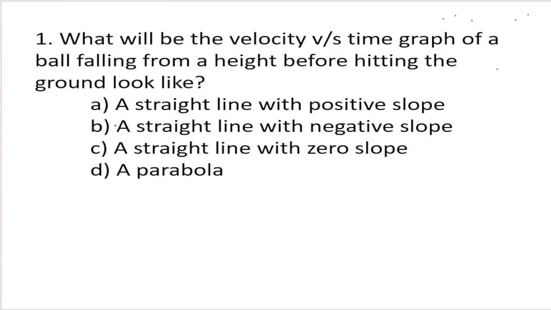Now we will discuss some questions based on average velocity and instantaneous velocity. First, what will the velocity time graph of a ball falling from a height before hitting the ground look like? When the ball is falling from the height, the velocity of the body will increase, so the graph is a straight line with a positive slope.